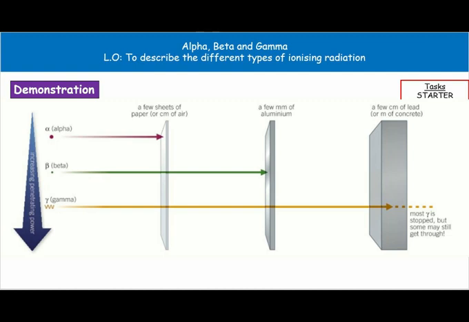So what we can actually do is just rank them in order of their penetrating power, alpha the least, then beta, and gamma the most. So I'll give you another minute and a half to get that diagram done if you haven't already.